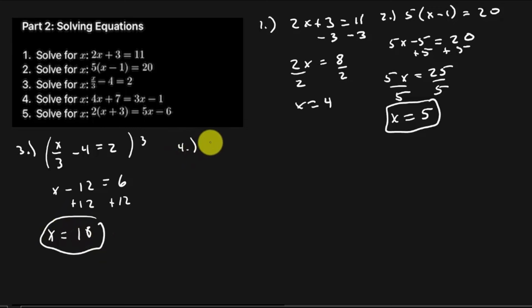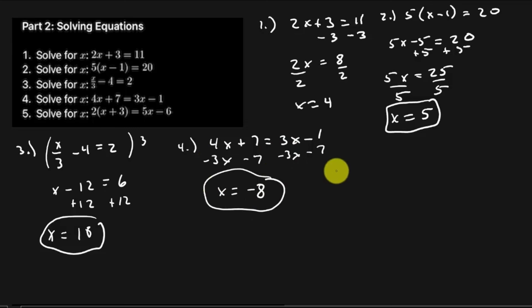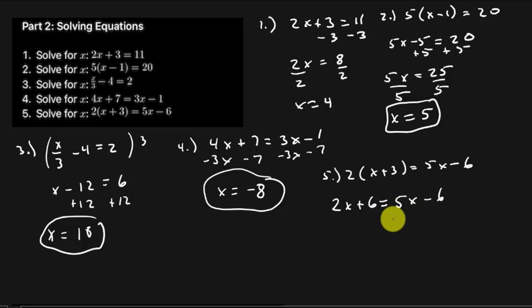And then for problem 4, I've got 4x plus 7 equals 3x minus 1. So I'm going to subtract 7 from both sides, and I'm going to subtract 3x from both sides, so I get x equals negative 8. And then for problem number 5, we'll work that here. 2 times (x plus 3) equals 5x minus 6. Clear the parentheses. 2x plus 6 equals 5x minus 6. Subtract 5x from both sides.